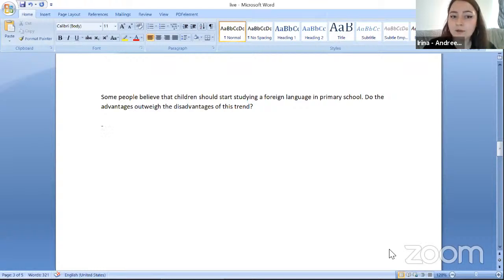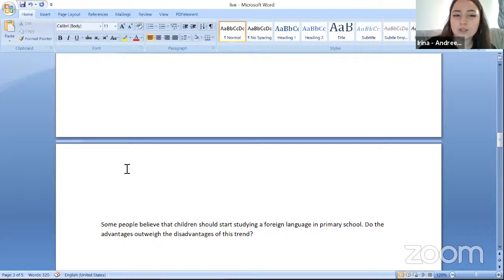And then as an advantage, first one, future educational opportunities, or professional opportunities. And it's a good idea to start in primary school because they learn faster. Another advantage, we know that studying a foreign language develops brain functions. So if they start when they're children, again, it's a benefit for their adult life and so on. Okay, so that's about it.